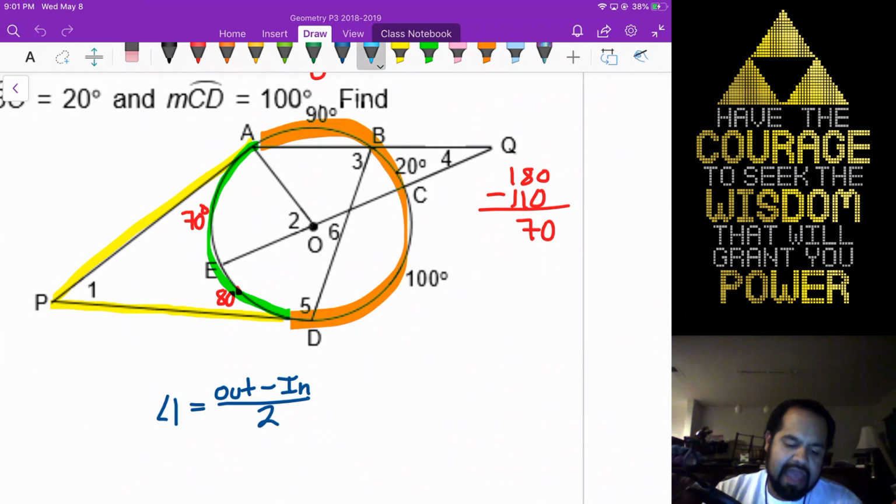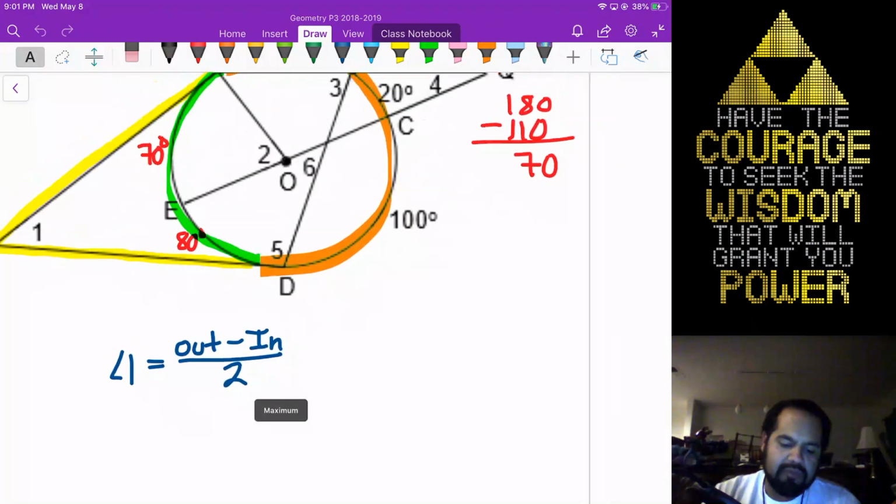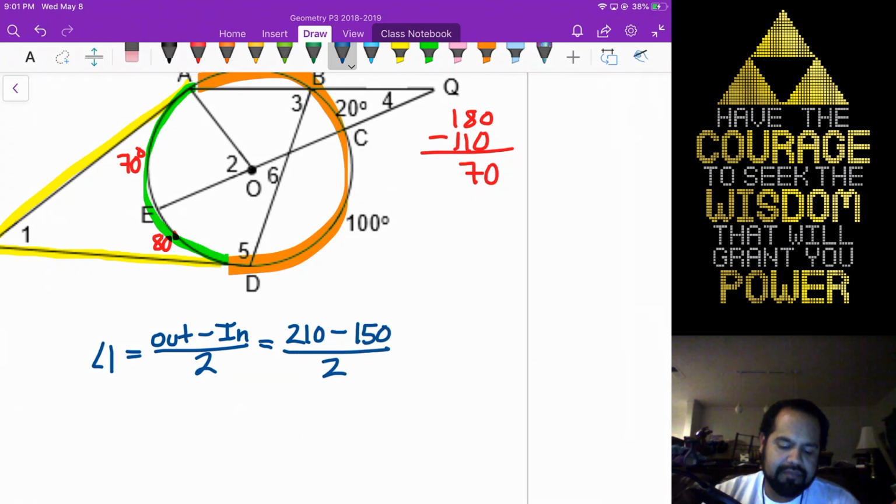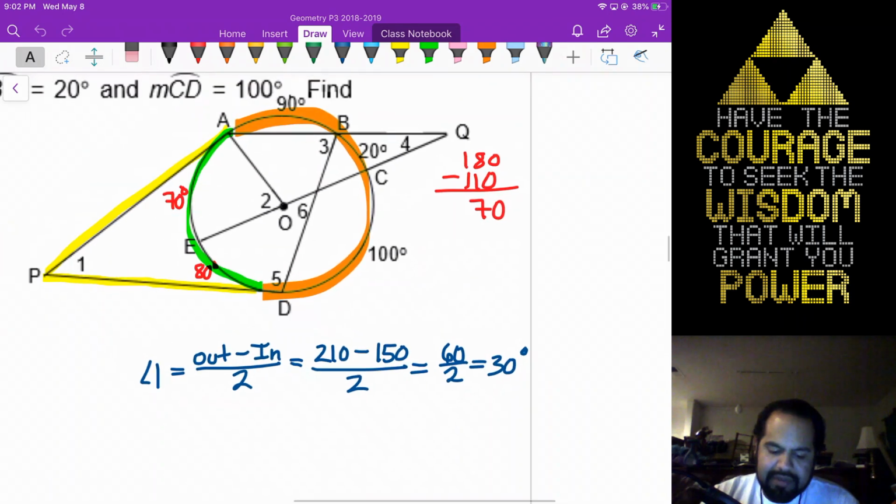Okay, so our outer arc is the 90 plus 20 plus 100. So that's going to be 210 minus the 70 plus 80, which is going to be 150. Then we're going to keep going, so that's going to be 60 divided by 2, which gives us 30 degrees. Now, I'm going to erase these highlights right now to help us with looking at angle 2.